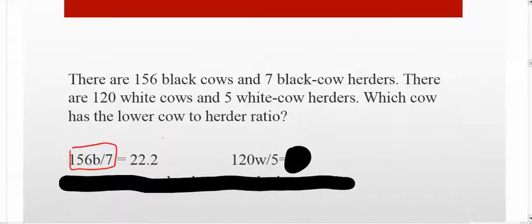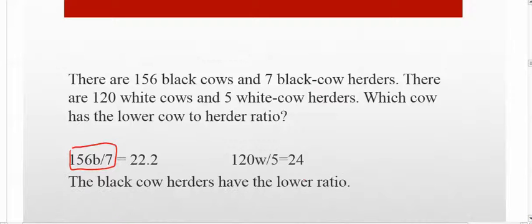So yeah, and then 120 white cows divided by 5 white cow herders is 24. So you can see which one has the better cow to herder ratio. So the black cow herders have the lower ratio because the number is lower right here. And they also have more cows to start with. This has fewer cows and fewer herders, and this has more cows and more herders, although the black cow herders have the lower ratio. So that's how you do it.